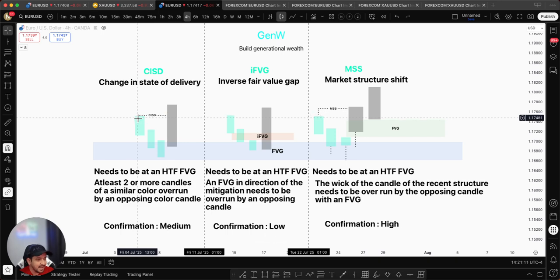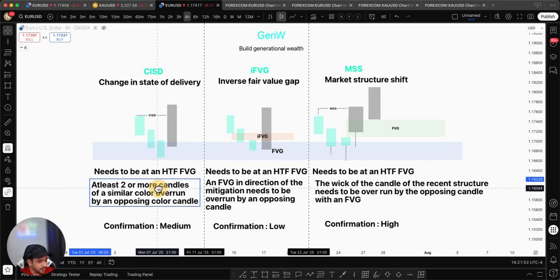This means that the algorithm which was having an order flow towards the downside has now changed its state of delivery, and now we can expect that price would continue to go higher, otherwise it wouldn't have changed its state of delivery. If you look at the important points about this entry model, this needs to happen at an HTF FVG. It goes without saying. You can't be going in the air and predicting random CISDs and then double guessing that price would go from here to there, etc. No. Wait for an HTF FVG. Look for a change in state of delivery.